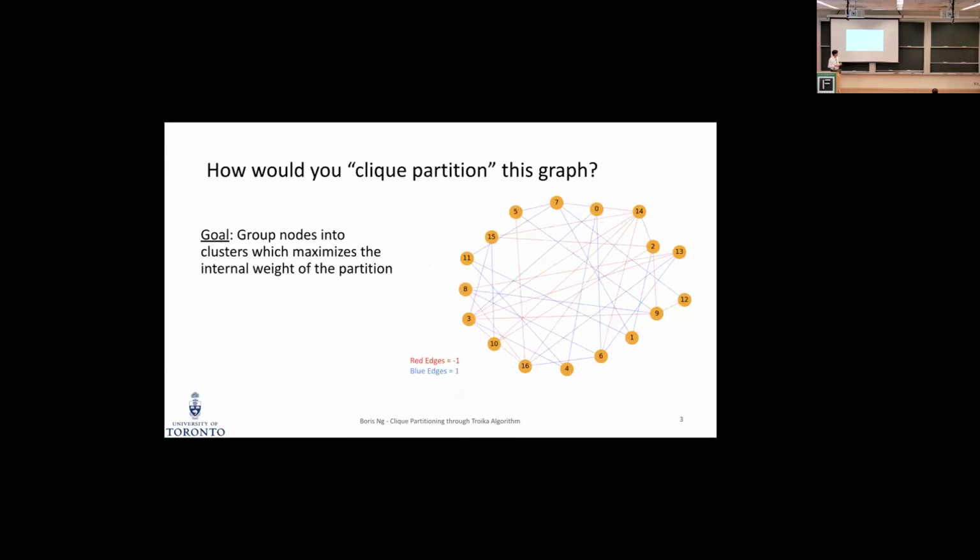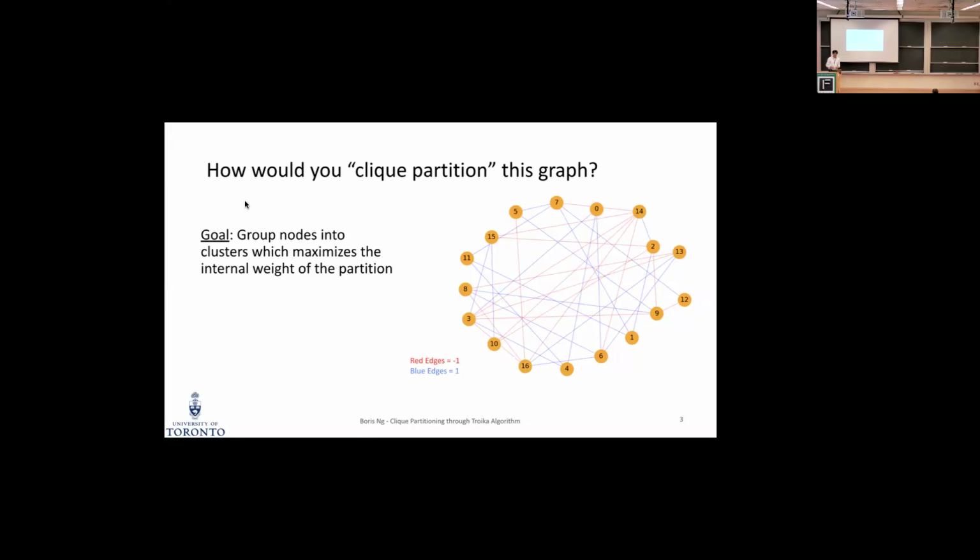Let me give you an example here. So how would you partition this graph? Your goal here is to group nodes into disjoint clusters, to maximize the sum of all edge weights. The red edges represent -1, and then there are also blue edges, which represent 1.